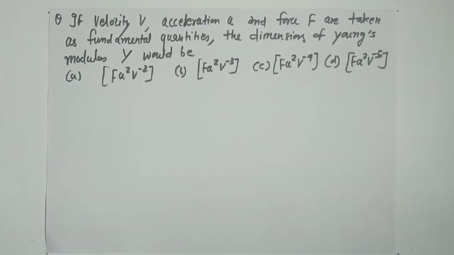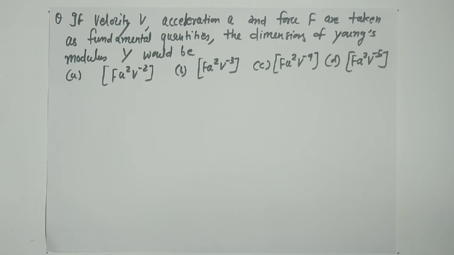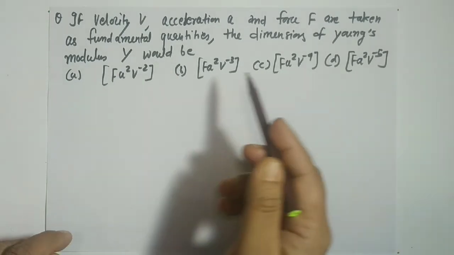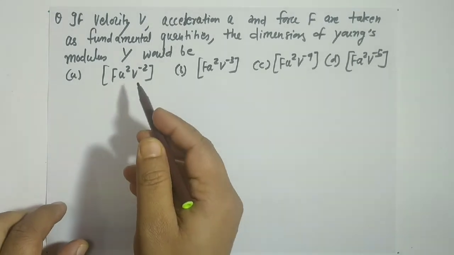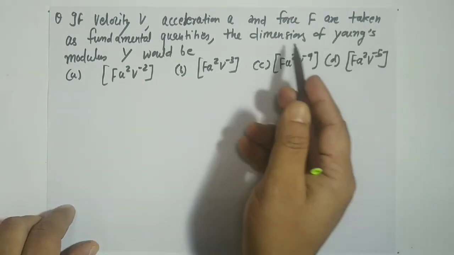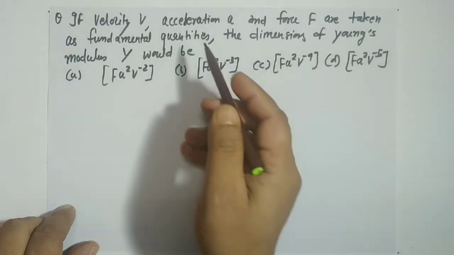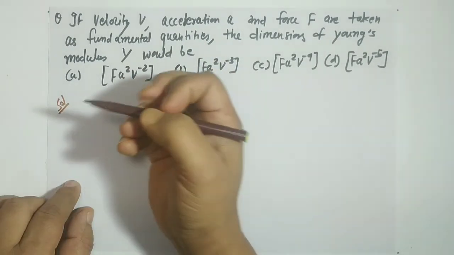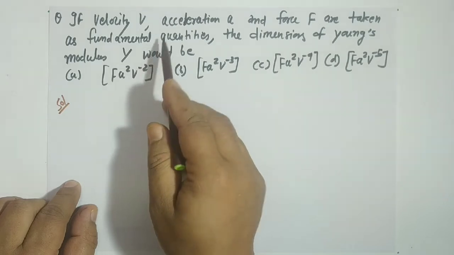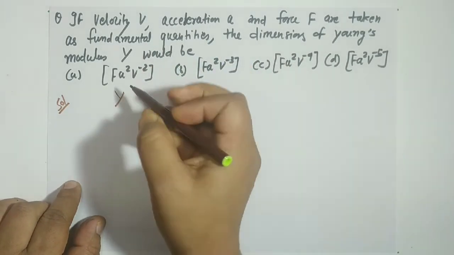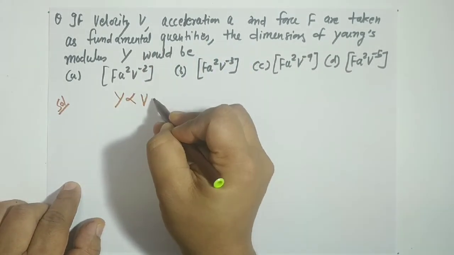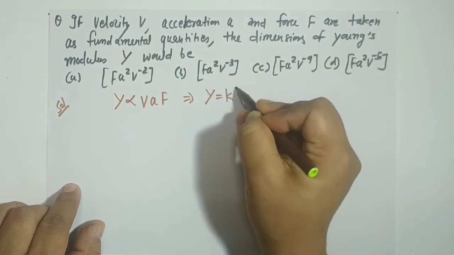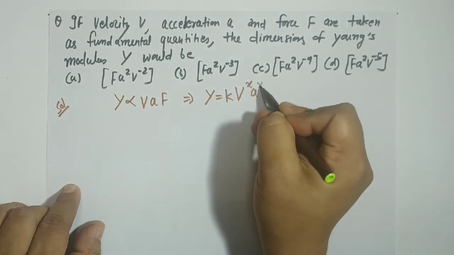Now the next question is, if velocity v, acceleration a and force f are taken as fundamental quantities, the dimensions of Young's modulus would be. You have to find out the dimensions of Young's modulus from these four options, and you know that this question is again related to dimensions. Such types of questions you have already done. Y is dependent on these three, so Y will be proportional to velocity, acceleration and f. And you know that the next step is this: v to the x, a to the y, and f to the z.